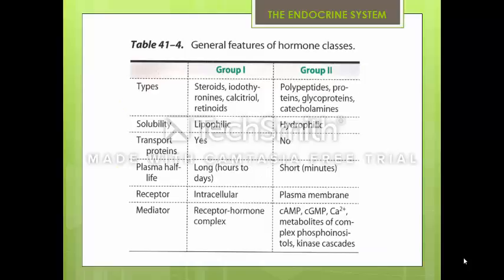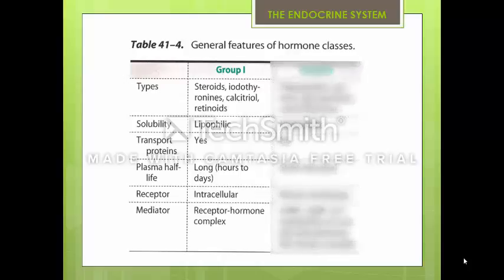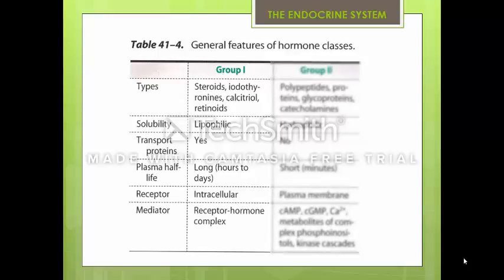This table from your textbooks shows the general features of the hormone classes. Group 1, steroids, etc., are lipophilic. This means they are fat-soluble. They use transport proteins to transport into the target cell, and they have a long half-life within the plasma. Their receptors are intracellular, and they're mediated by receptor hormone complexes.